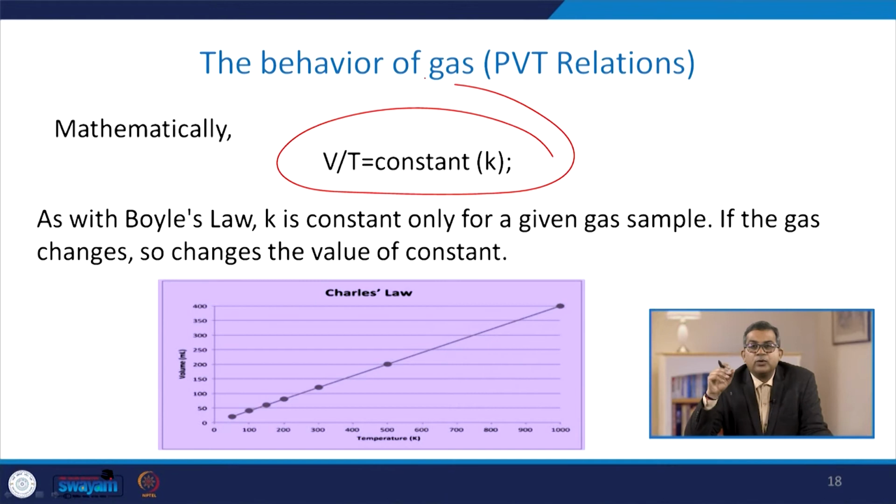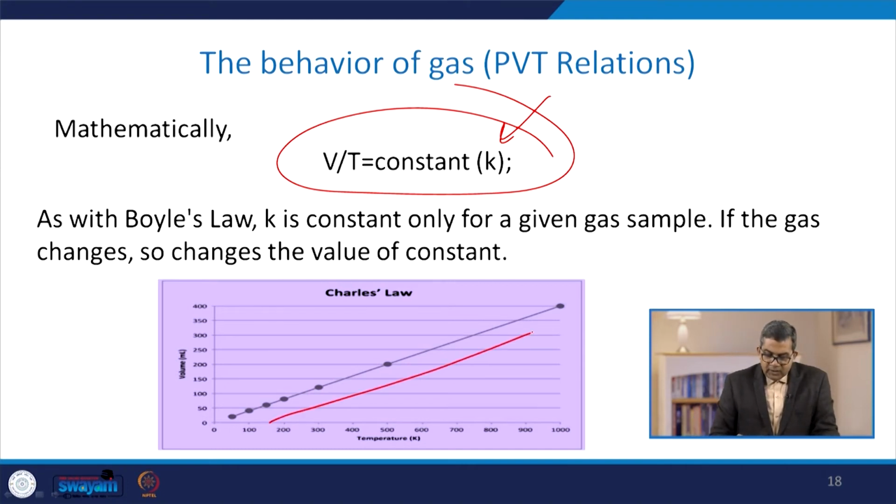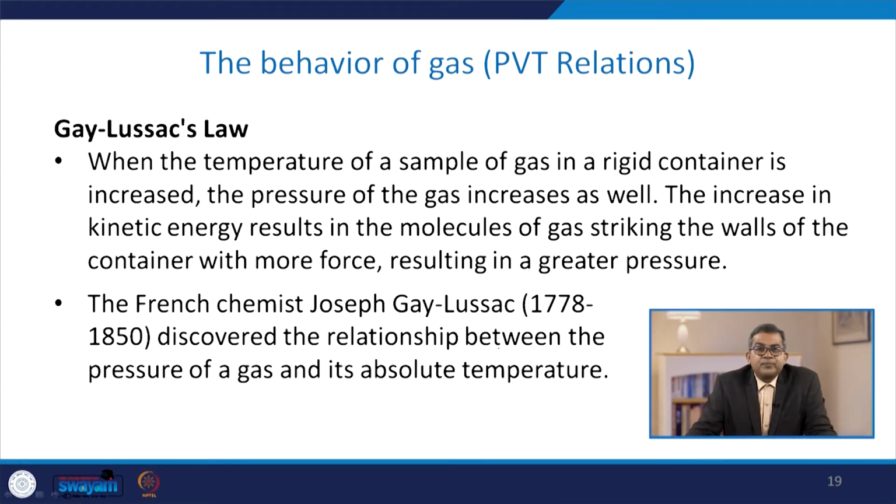Mathematically it can be represented as V over T is equal to constant. As with Boyle's law, the K is constant only for a given sample. If the gas changes, it changes the value of the constant. Here you see that if we change the volume, then the temperature profile adopts this particular behavior.